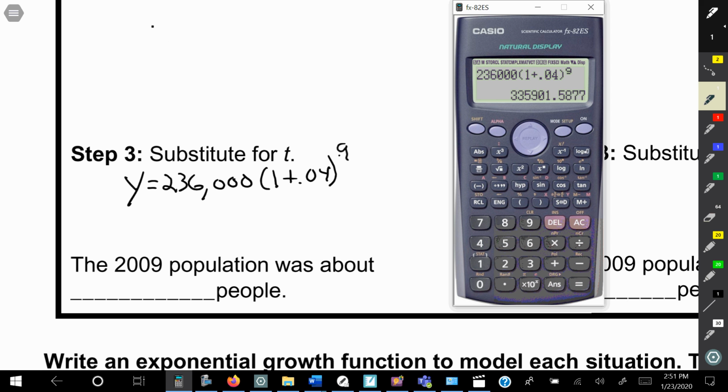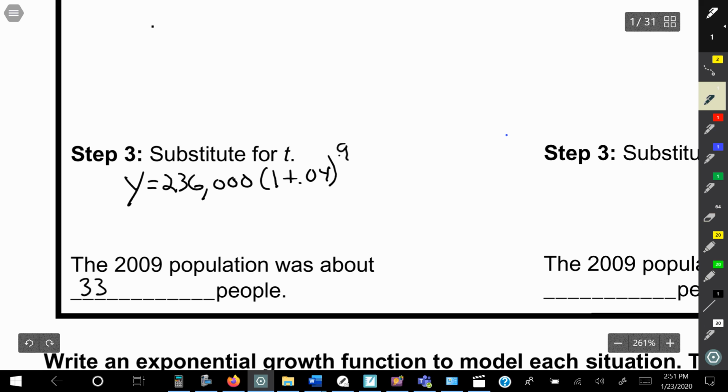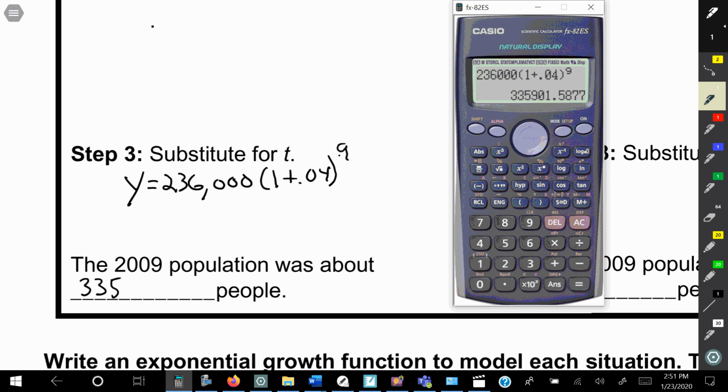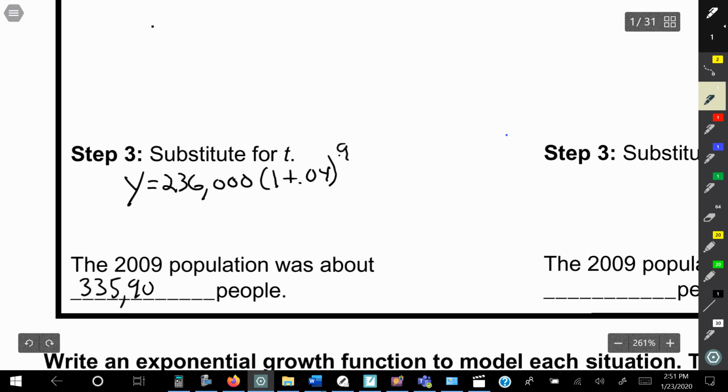All right, so we end up with 335,901.58 and so on. Now, since we're talking about people, we're just going to round whatever this is to a whole person, whether it's 5 or below or not. We're just going to round it all the way up to a whole person. So that's going to leave us with 335,902. And that's the exponential growth. That's what the population is estimated to be in 2009.